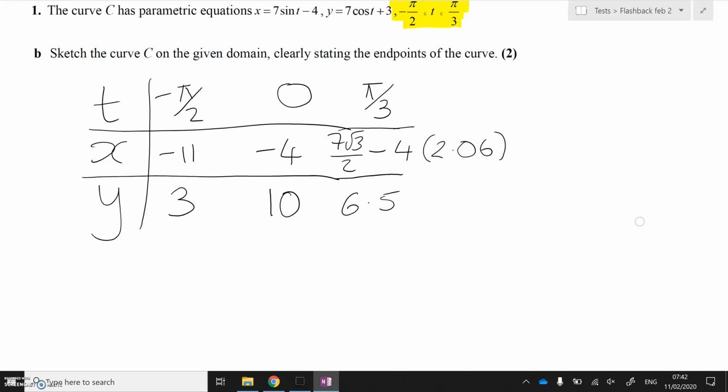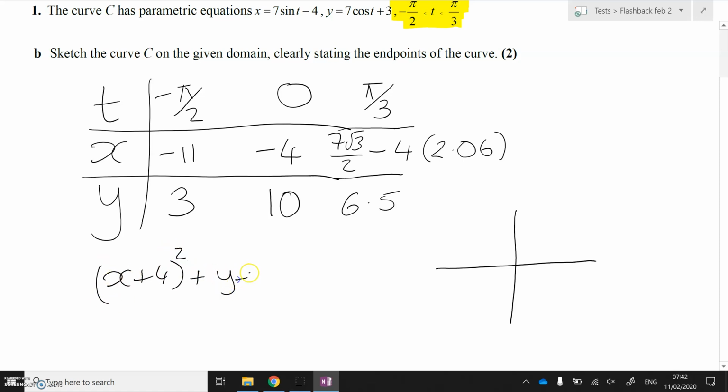and we know that the shape of this curve is going to be a circle. We can sketch it. Looking back at the equation of the circle, it was (x plus 4) squared plus (y minus 3) squared equals 49. So we knew that it was a circle with center minus 4, 3, and a radius of 7.